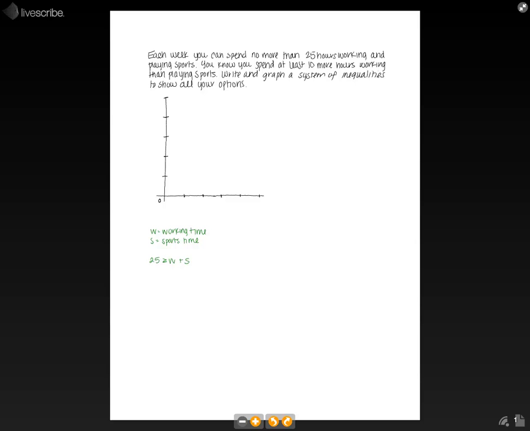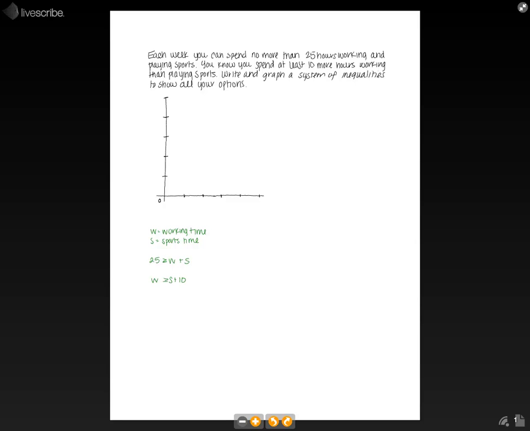And the second one comes from the second sentence, which says, you know you spend at least 10 more hours working than playing sports. So sports plus 10 has to be less than or equal to the time you spend working. Alright, so now we need to graph these equations.